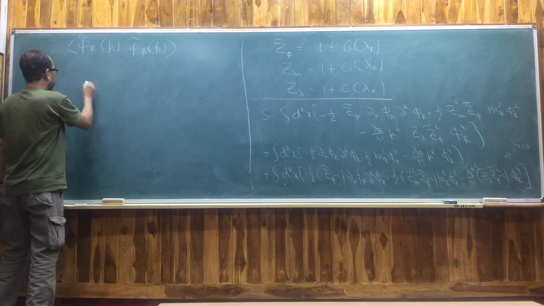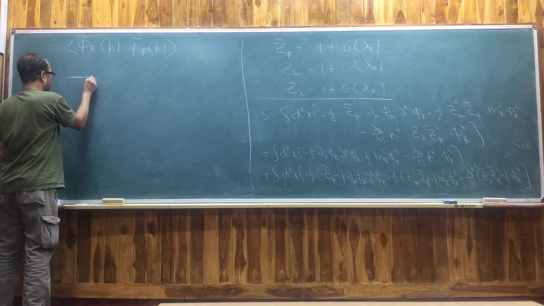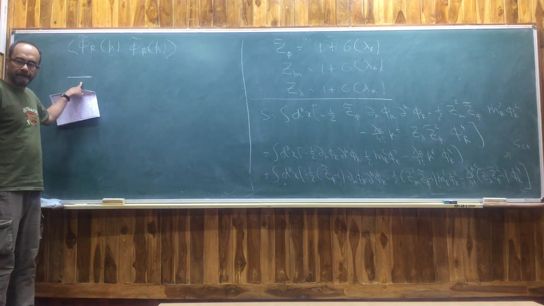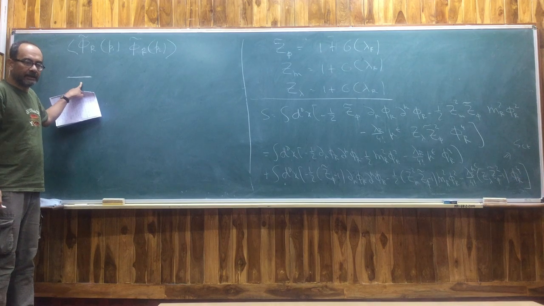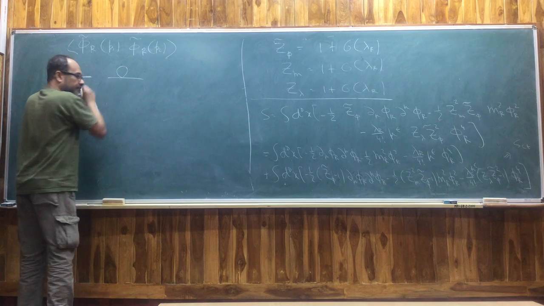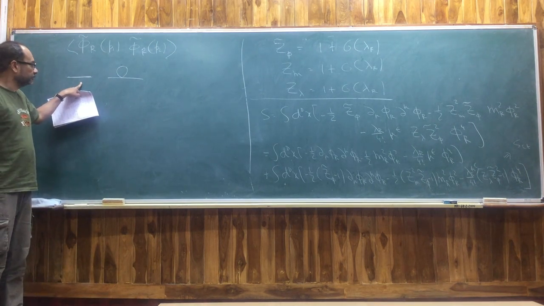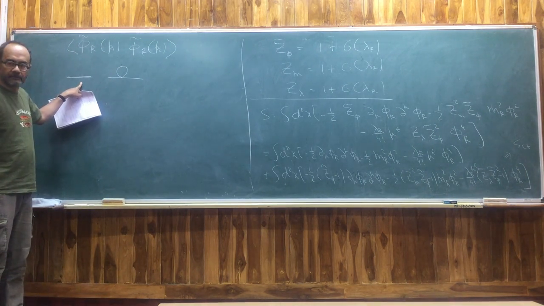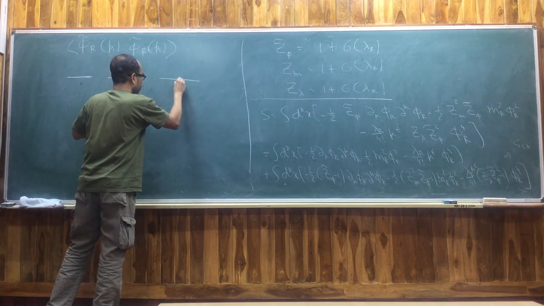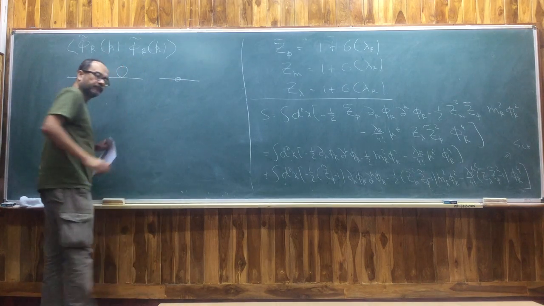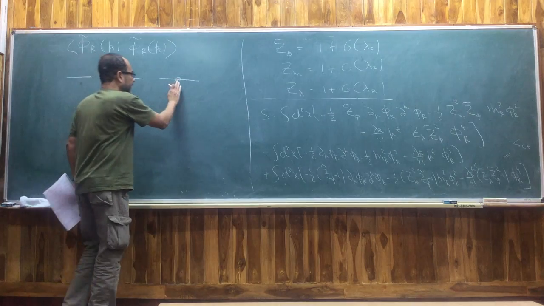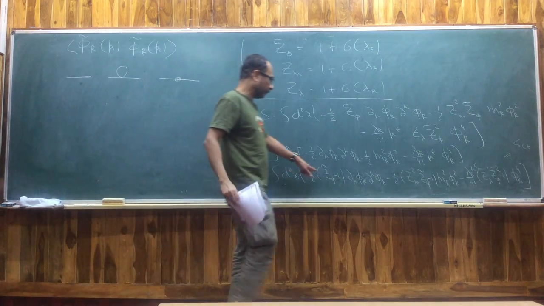So this will get contributions. We want to calculate up to order lambda R. So let's see what we have to do. So this is the leading order contribution, right? No interaction term. Then there is a contribution like this. And then there is a new kind of contribution. This is the term coming from the counter terms.